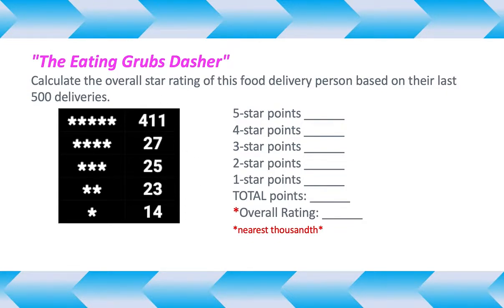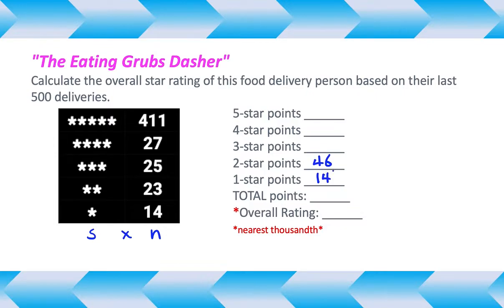You take the star value times the number of times it got rated that way. We'll just call the star value S, times the number of times that got rated that way. So a 1-star rating 14 times, I'm going to do this backwards, sorry, is only going to get you 14 points. A 2-star rating 23 times is going to give you a score of 46 points.